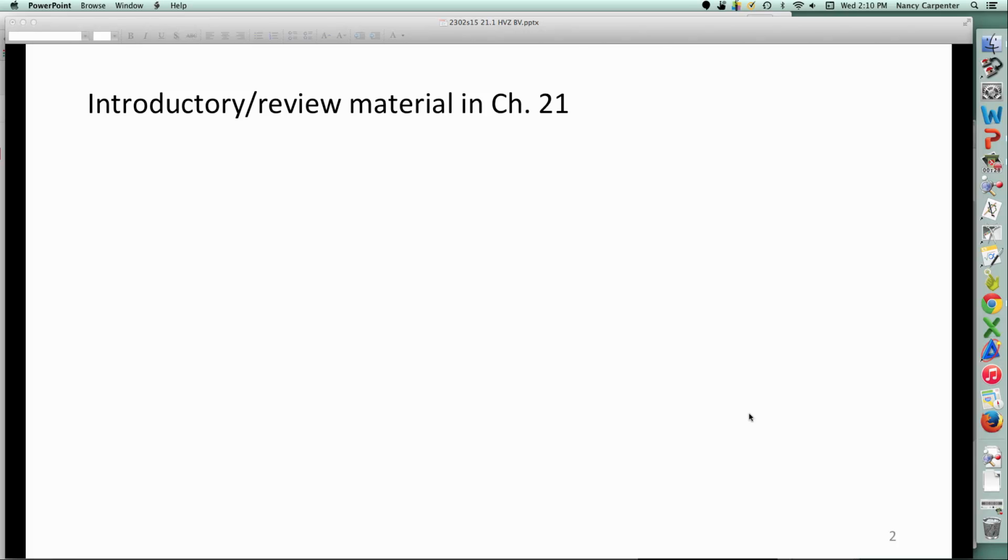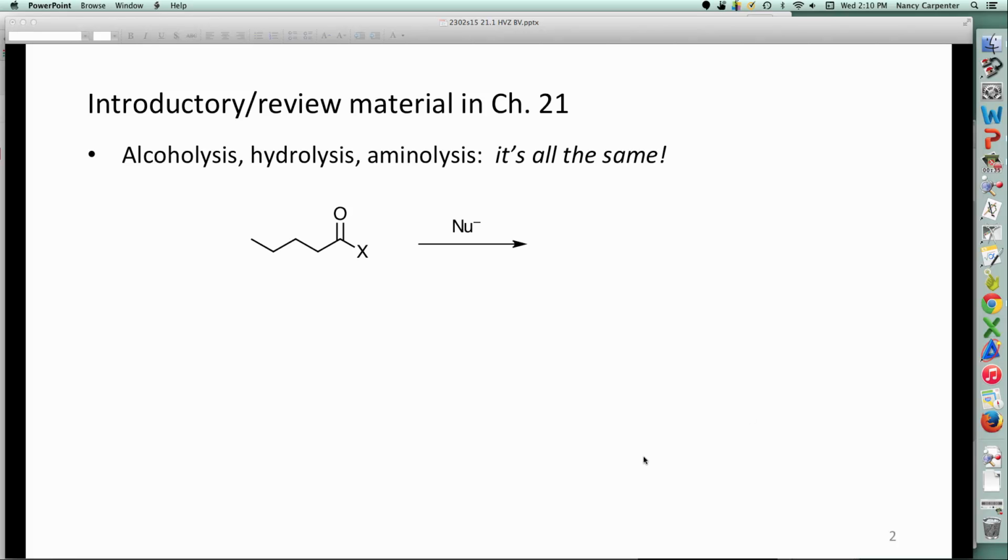Okay, so the introductory material in Chapter 21 is really review material from Chapter 20. We call it alcoholysis, hydrolysis, aminolysis. You know, it's all the same. Don't get befuddled by the names. It's all lysis. Lysis meaning we're cleaving that carbon-X bond, where X, of course, is our leaving group. And the mechanism, all the same, just like we learned last chapter.